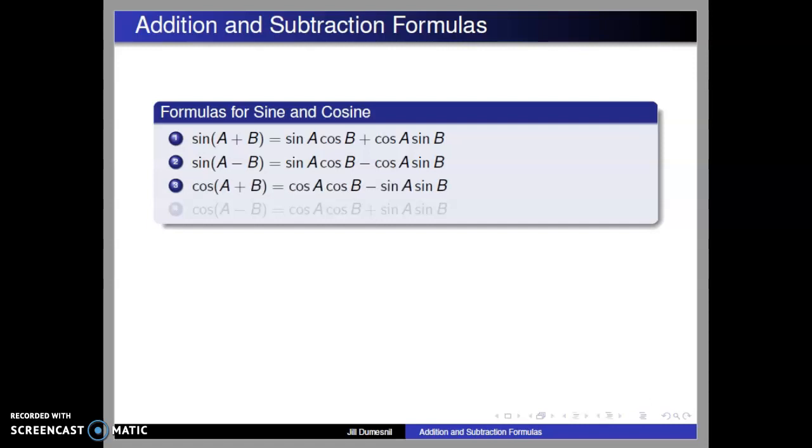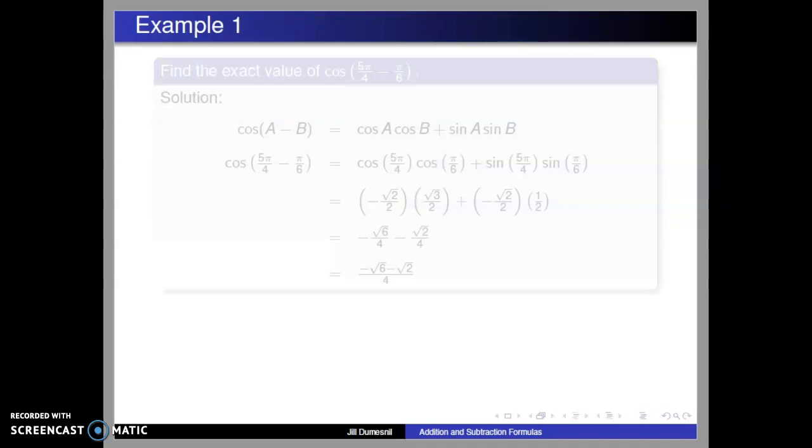The cosine of a sum is given by the formula cosine of a plus b equals cosine of a times cosine of b minus sine of a times sine of b. And the cosine of a difference is cosine of a minus b equals cosine of a times cosine b plus sine a times sine b. Notice that in the cosine formulas, the terms match and the signs are opposite. Now let's consider two applications of these formulas before moving on to the tangent formulas.